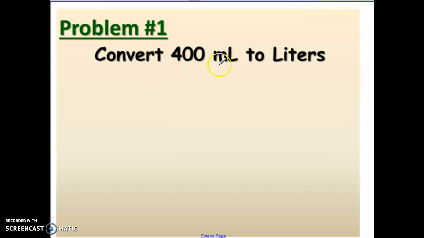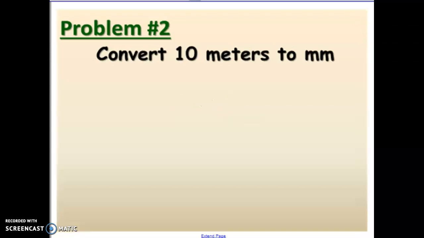So 400 milliliters to liters, you should have 0.4 liters. The decimal point will move over 1, 2, 3 times to the left. Please make sure you put the unit. As we're going through this course, we're going to be doing many calculations involving numbers. You must have your units shown every time.